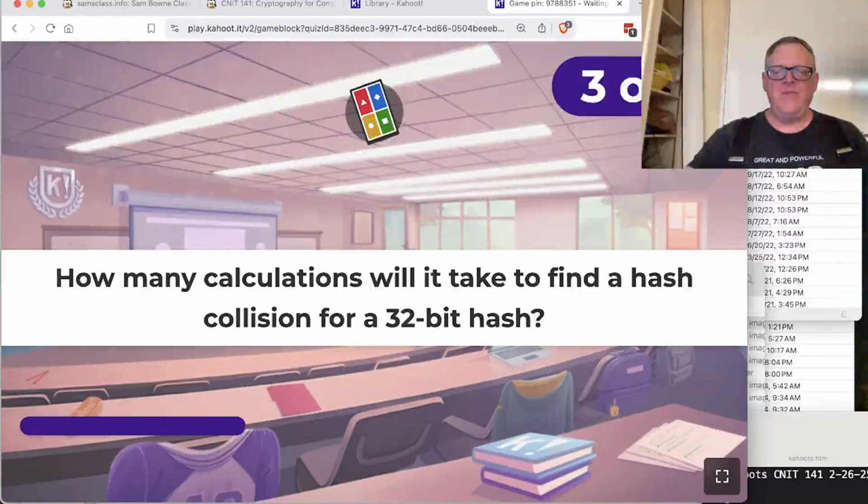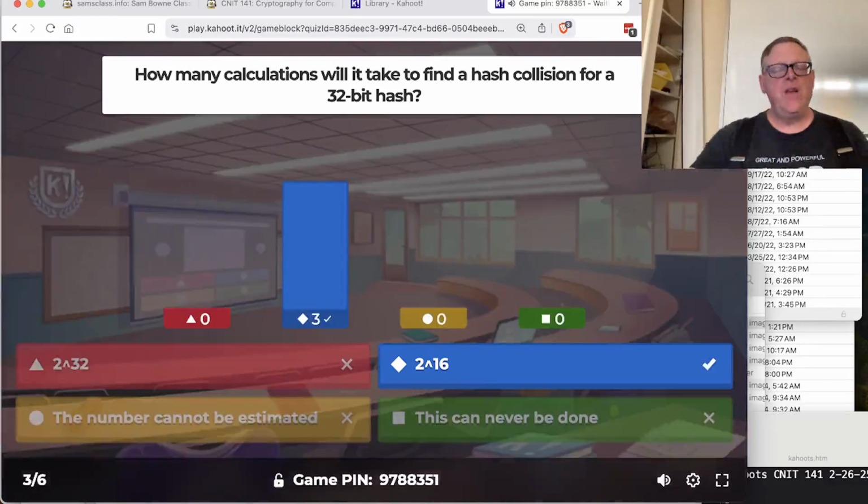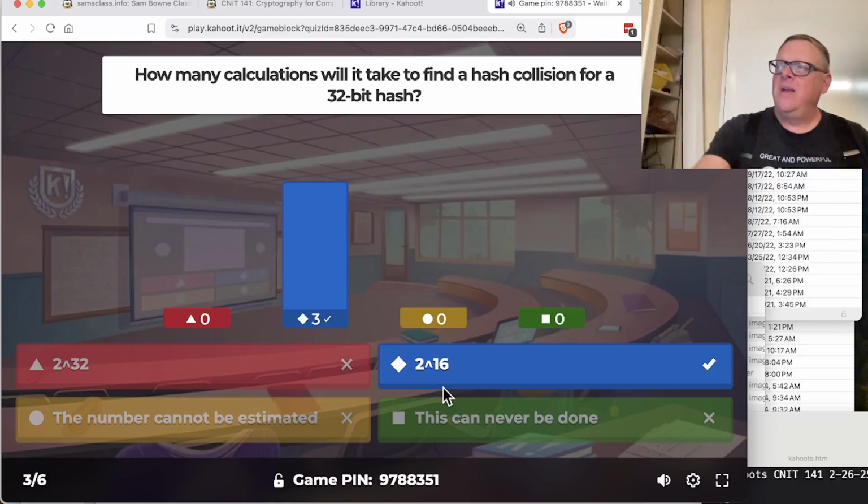All right, how many calculations will it take to find a hash collision for a 32-bit hash? You don't care what the number is. Yep, 2 to the 16. If you calculate 2 to the 16 numbers and you store them in a table, around that time you'll probably find that there's a match in that table. All right, the square root.